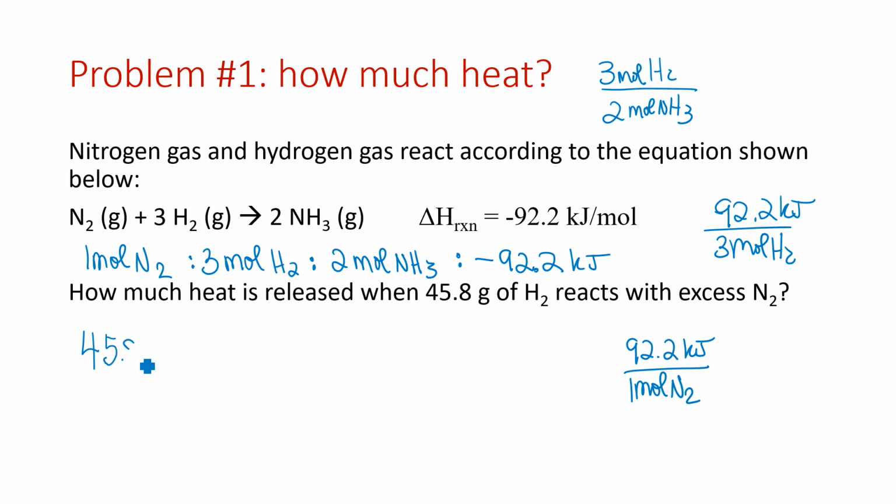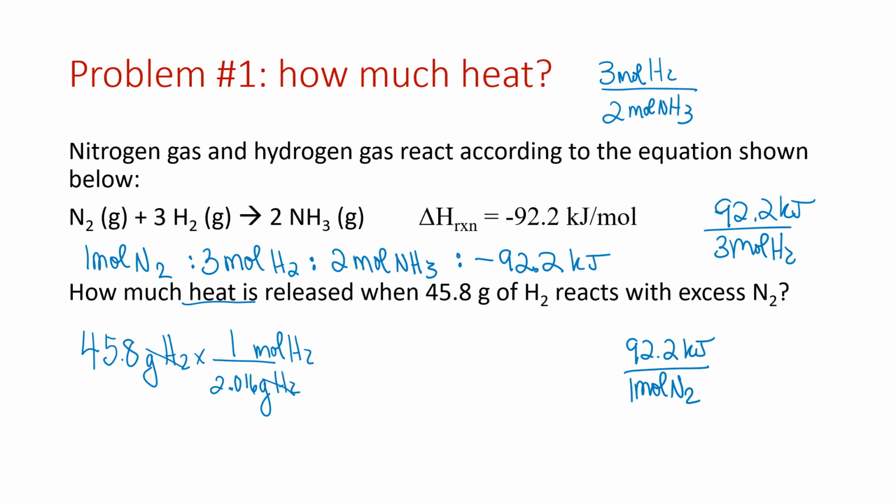So I'm going to take this number, 45.8 grams of hydrogen gas, and I'm going to convert that from grams hydrogen to moles hydrogen. And I know that every 1 mole of hydrogen is 2.016 grams. However many sig figs you rounded that to is fine. And so when I do that, I'm going to end up with moles of hydrogen, but I want to find how much heat. So I want to find energy.